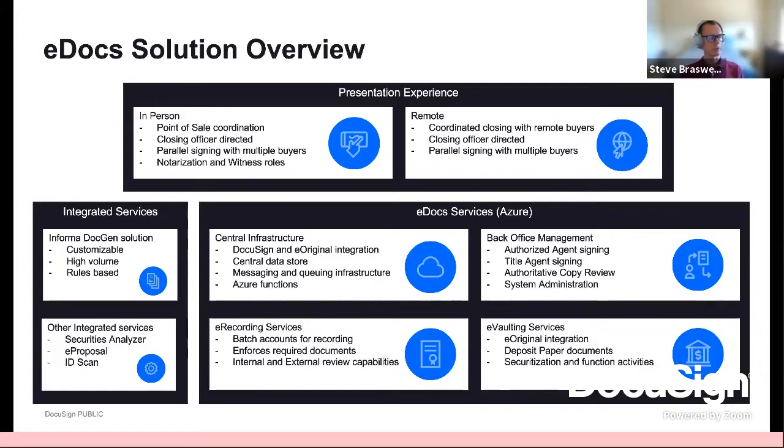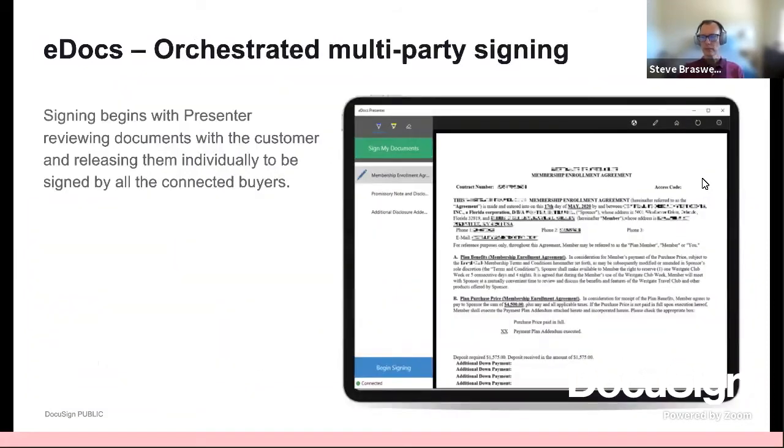As value-add services, we've also created some additional capabilities on top of eDocs, not necessarily using the DocuSign APIs, but just to give our customers added value. We call them Securities Analyzer, eProposal, and ID Scan, and they provide the customer with, now that they have all these digital assets, some additional value-add services on top of our eDocs platform. So next, we'll just take a quick look at specifically the multi-party signing experience.